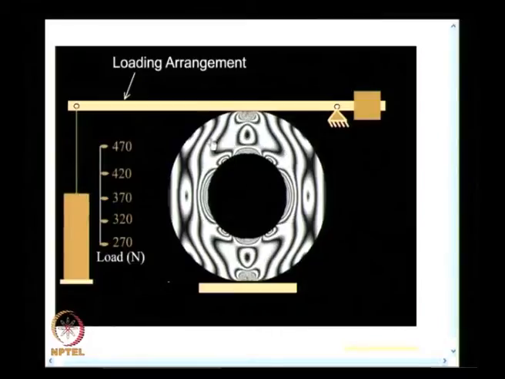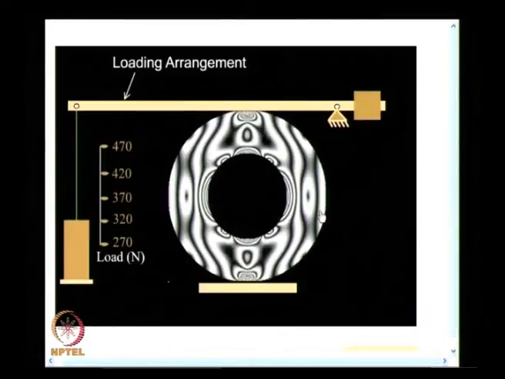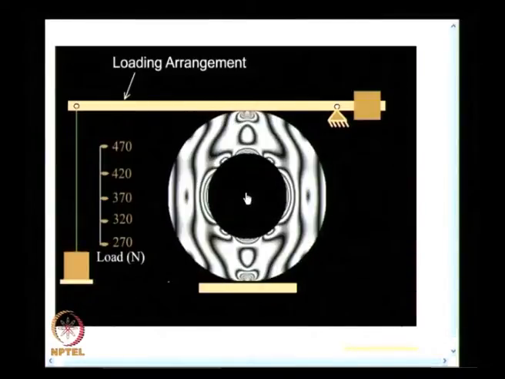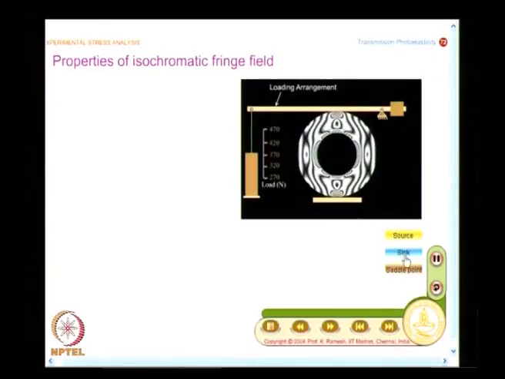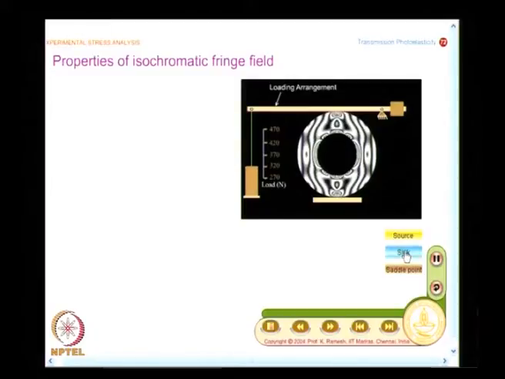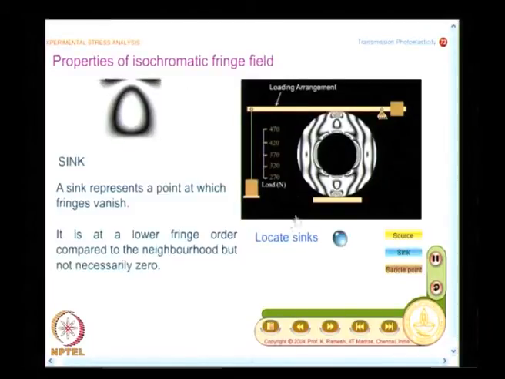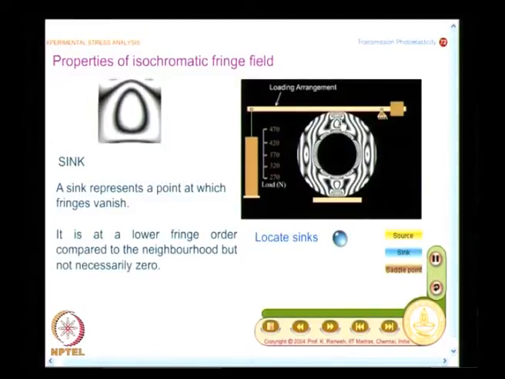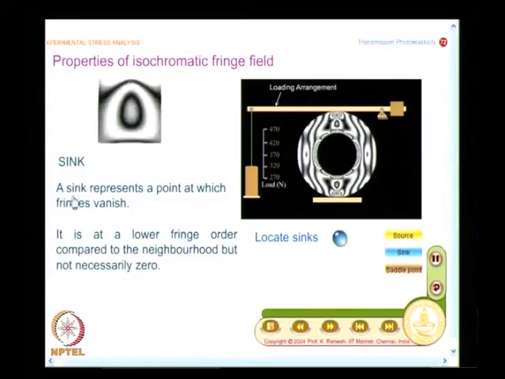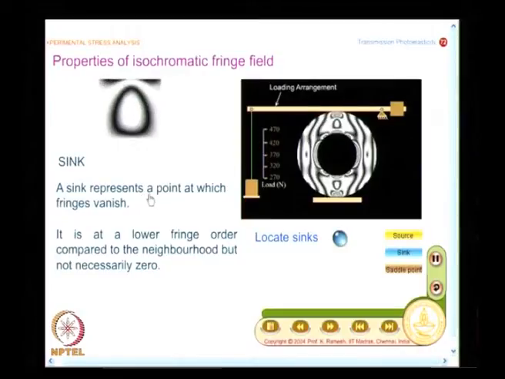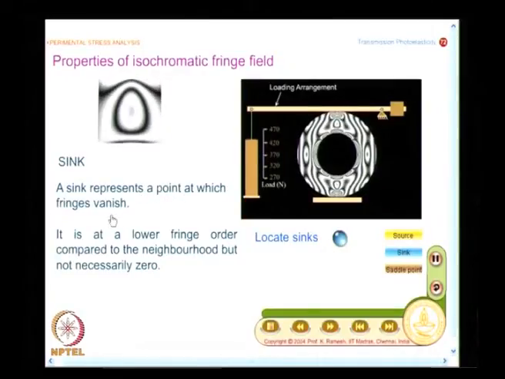Understand how complex this fringe field is. So, what we will see is we will look at the definition of the sink, that is what we had seen first, and you have a sink here, you have a sink at the bottom also. A sink represents a point at which fringes vanish.